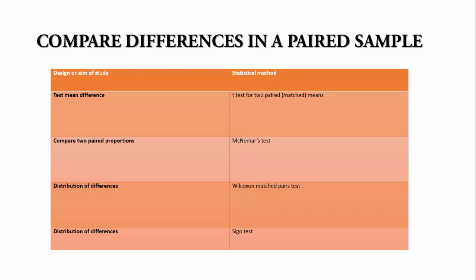If you design a study where you want to check the distribution of those differences, the appropriate statistical method to be used is the Wilcoxon matched pair test, and the assumption is that the data should be ordinal and there has to be a symmetrical distribution. If you want to look at the distribution of differences, you use the sign test, and in this the assumption is only one, that the data has to be ordinal.